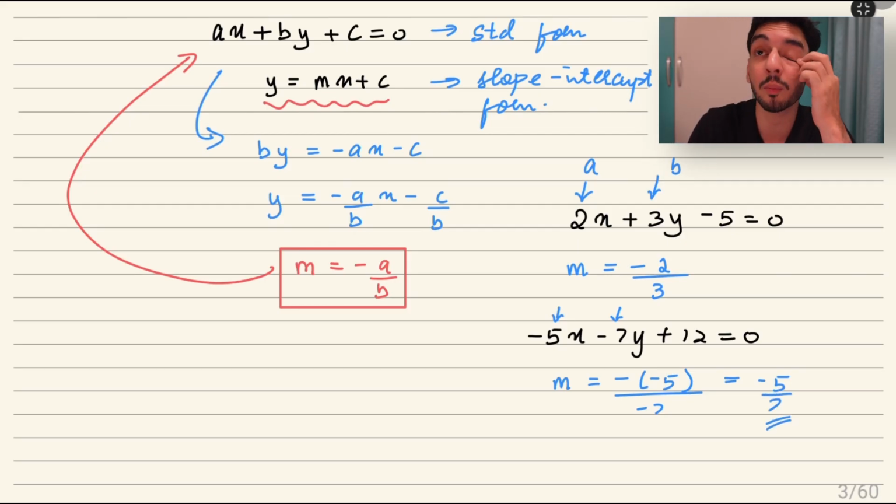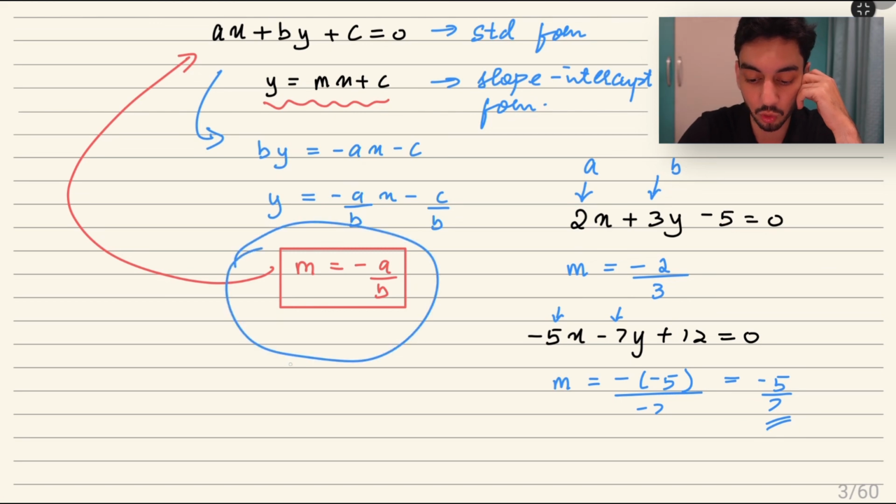I hope you would be comfortable with doing these basic things of figuring out the slope if the equation of a line is given to you. If it is given in the slope-intercept form, you can just directly look at the coefficient of x and that is your slope. But if it is given in the standard form, this is how you find the slope.